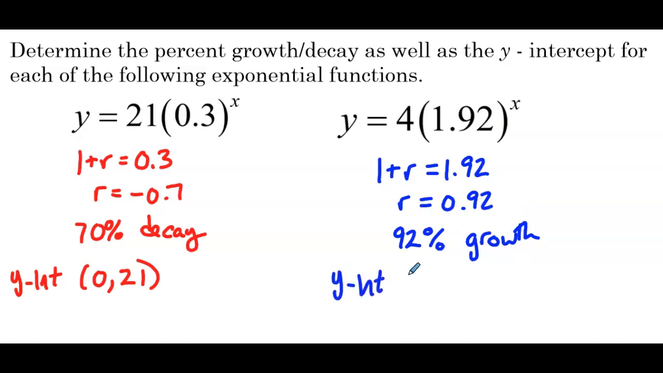And our y-intercept, when x is 0, we have 1.92 to the 0, which is 1, times 4 is 4. So this function, we have exponential growth at a rate of 92%, and the y-intercept is 0.4.